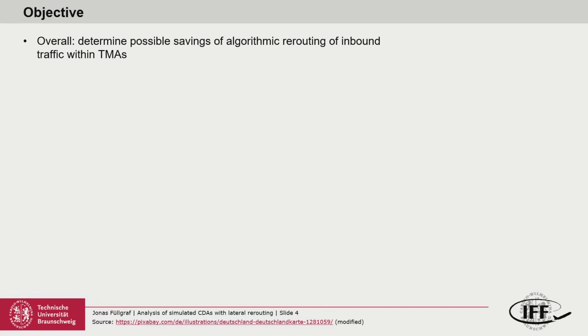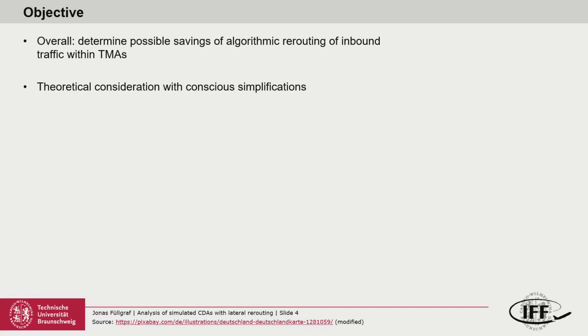Currently, continuous descent approaches are mainly carried out during night hours because the application of this procedure leads to a reduction of the traffic capacity of an airport. In a continuous development of efficiency increase of flight patterns, the objective of this research was the determination of possible savings by implementing an algorithmic rerouting of inbound traffic within terminal maneuvering areas. In general, this research is meant to be a theoretical consideration with conscious simplifications.